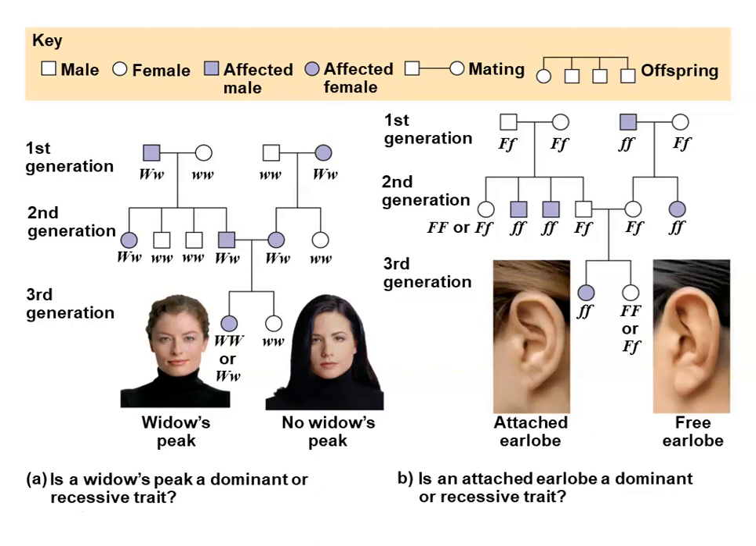So we're looking at widow's peak. We see that the third generation, we have two females, one that had widow's peak and one that did not. We see in the second generation that the parents of the offspring both had widow's peak, and that one of their parents had a widow's peak. But we see that of that first generation where we had one of the two parents with widow's peak, only half of their children showed that particular trait. So is widow's peak a dominant or recessive trait?